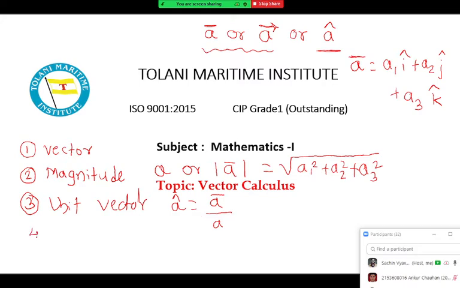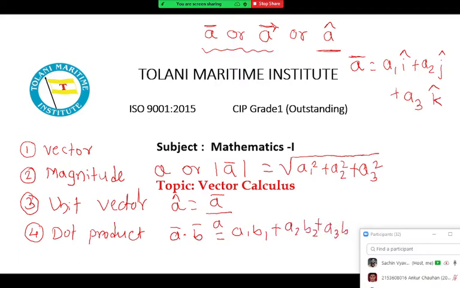The fourth one you should know is the dot product. The dot product between the two vectors a bar and b bar is denoted as a bar dot b bar, and mainly we require the second definition of the dot product, in terms of components. Suppose a bar is a1i plus a2j plus a3k, and b bar is b1i plus b2j plus b3k. What about a dot b? A1 B1 plus A2 B2 plus A3 B3. Very good. So this is the second definition of the dot product that is important.